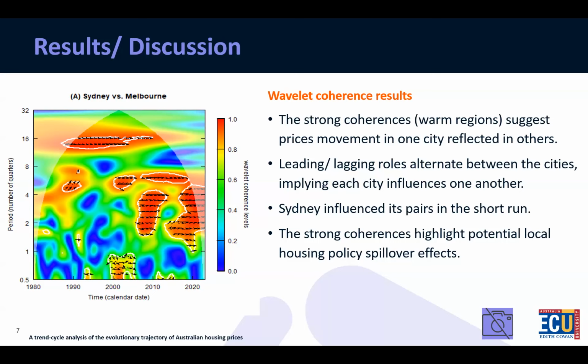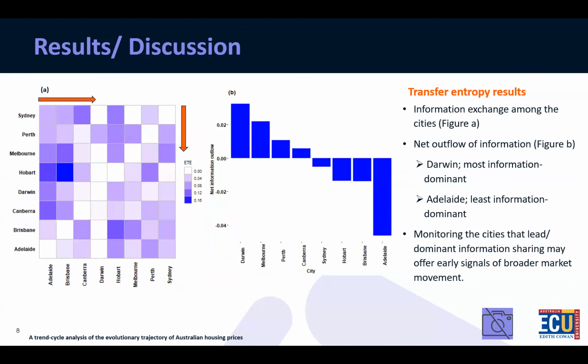So here, with Sydney and its pairs, we found that Sydney influenced its pairs in the short run. That is, scales up to 4 quarters, but it was rather influenced in the long run. So we found that leading and lagging roles alternated between Sydney and its pairs. And similar observations could be made for other pairings. So with this strong coherence, this also highlights the potential local housing policy spillover effect. And in addressing issues pertaining to this market, this shouldn't be done in isolation, but rather conditions prevailing in other markets should be considered. I also present the transfer entropy results, which also quantify information flow between these cities.